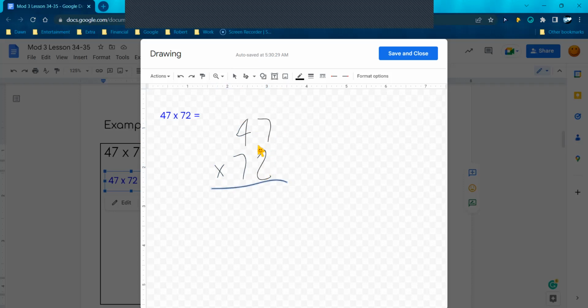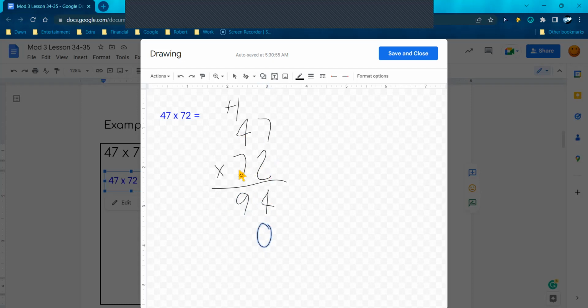Here we go. We have 2 times 7. That is 14, you guys. So I'm going to go ahead and add, drop my 4, carry my 1. We have 2 times 4 is 8, plus 1 is 9. Oh, my 9 doesn't want to stay. So now I'm going to place my 0. Look at how I'm trying to keep my place values lined up the best I can.